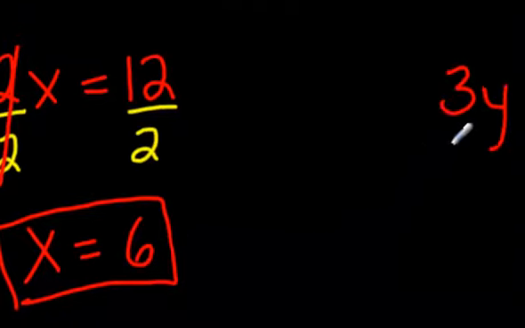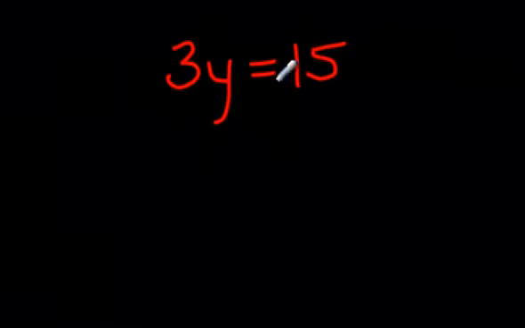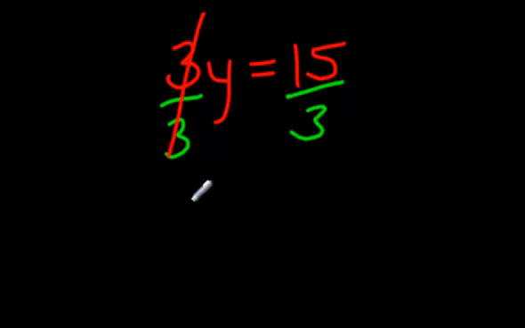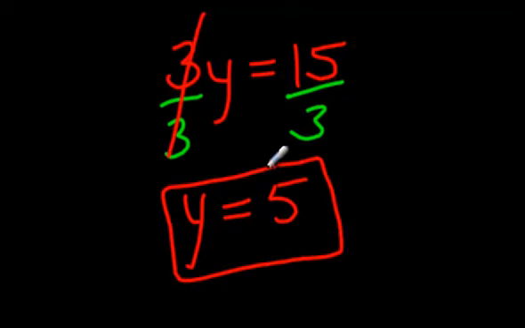Let's try over here. 3y is equal to 15. What do we do to both sides to get rid of the 3? We want y all by itself. That's right. Divide both sides by 3 so that we get 3 divided by 3 is 1. So we're left with y equals 15 divided by 3. Happens to work out nicely. Yes, I did that on purpose.